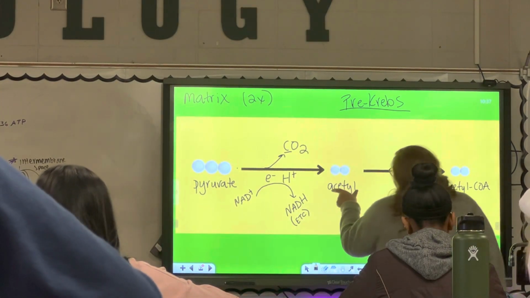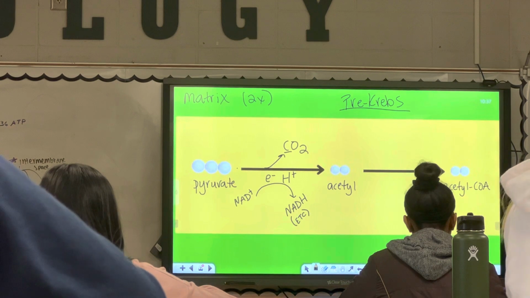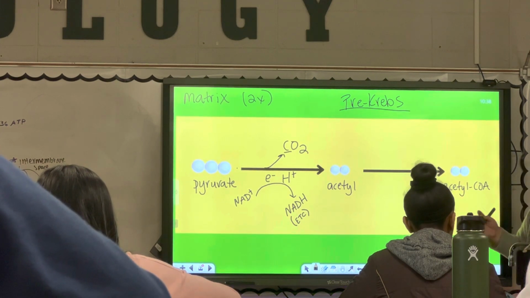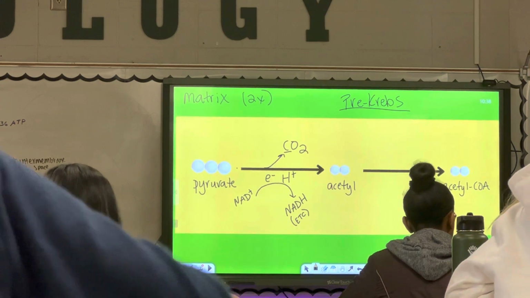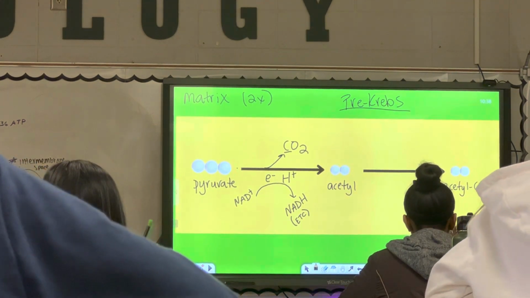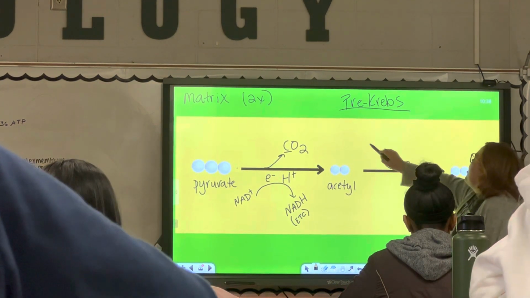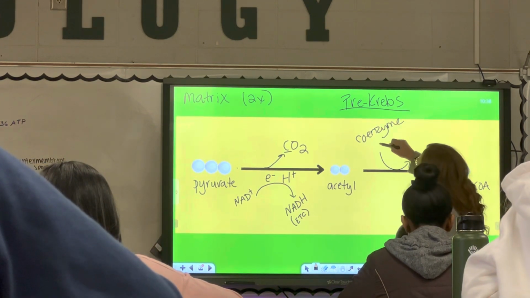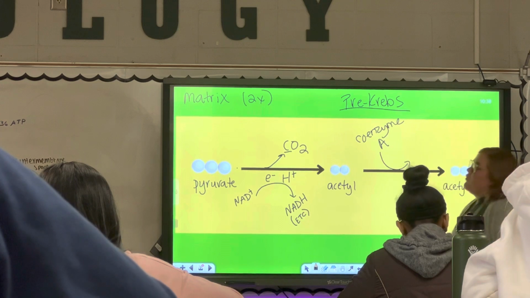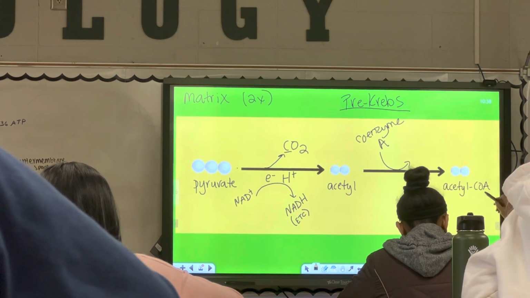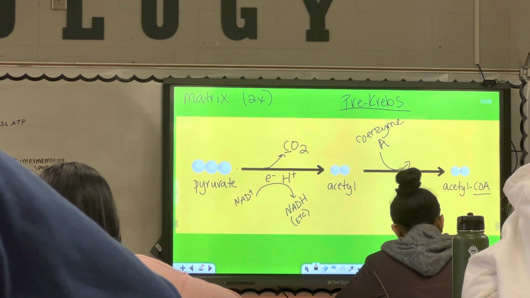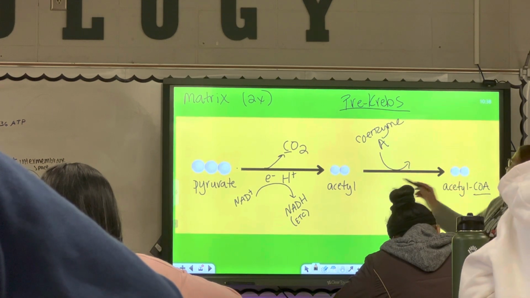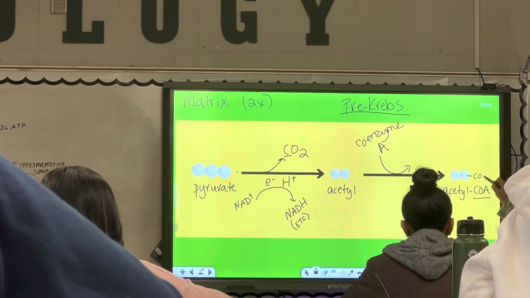Now we have acetyl. Acetyl's just a baby. It needs a friend. It needs somebody to help it into Krebs. Okay? It needs what we call a coenzyme to help it. So coenzyme A, or just called CoA, is going to come in and it's going to attach itself to acetyl.